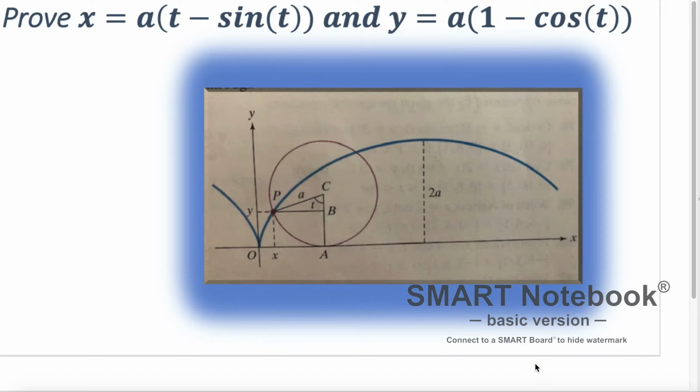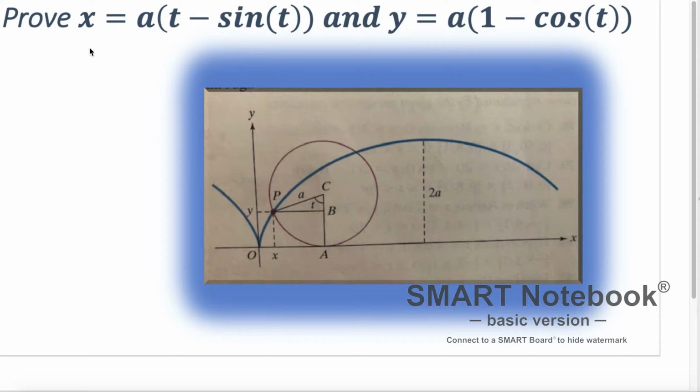x is equal to a times (t minus sine t), and y is equal to a times (1 minus cosine t). The figure shows the circle of radius a rolling along a horizontal line, OX, and P is a point on the circumference. P traces out the cycloid, and angle t is in radians. It is the angle through which the circle has rolled, and C is the center of the circle.